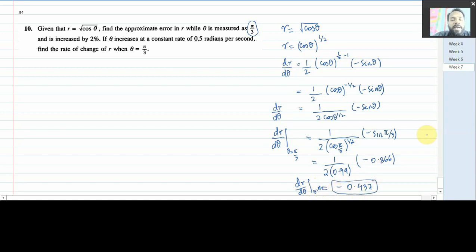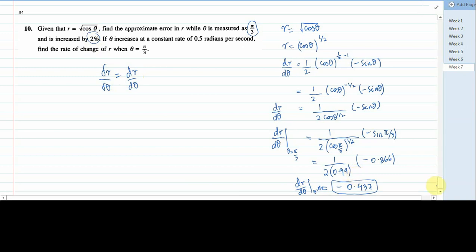Alright, we need to find the approximate error, right? A small change. So the working formula for a small change that we used in the previous exercise is: small change delta r over delta theta is equal to dr over d theta. That is the working formula. We have the value of dr upon d theta. For d theta, it says it's an increase of 2%.